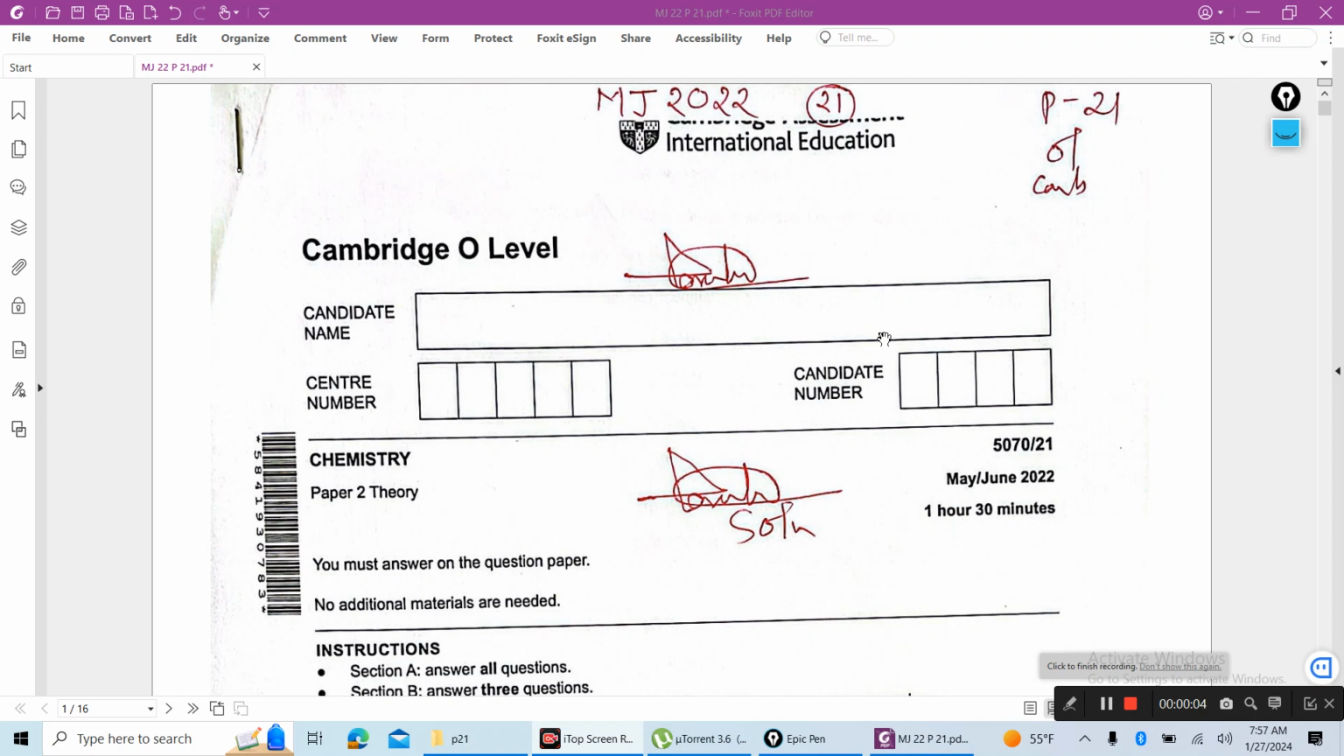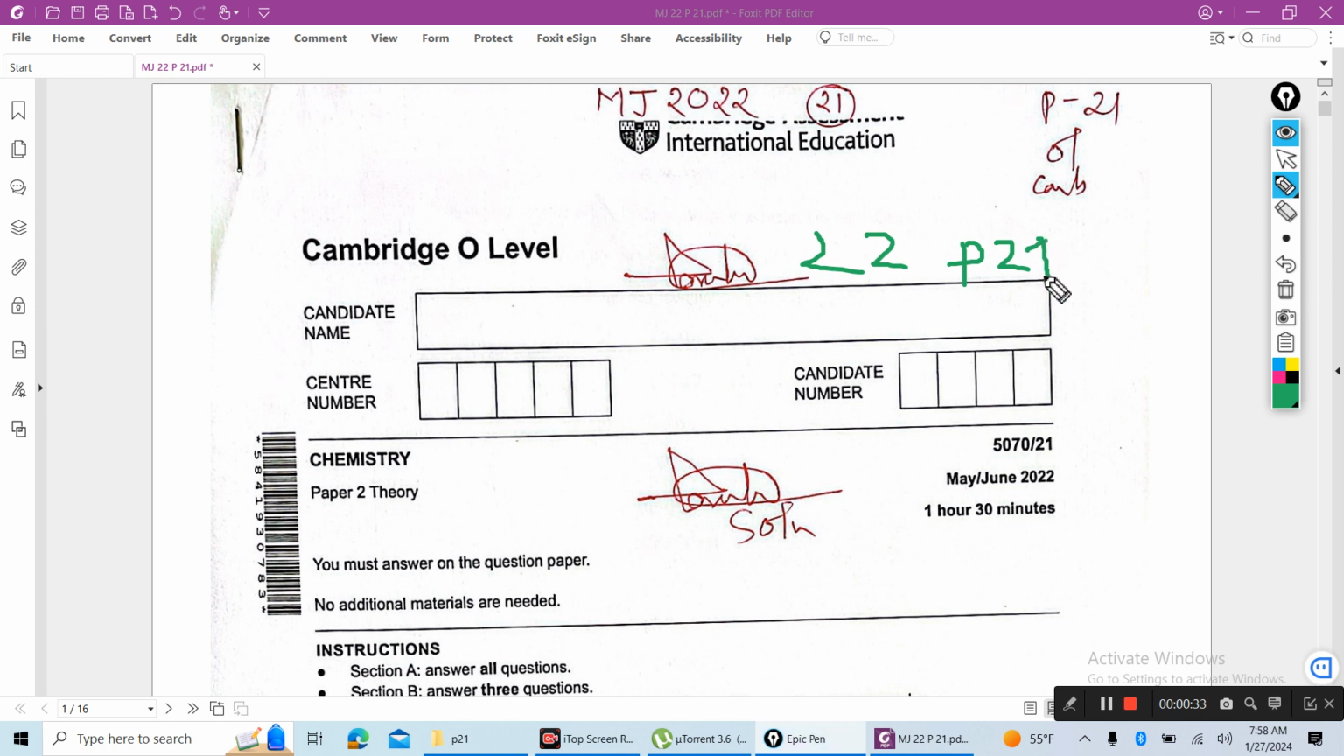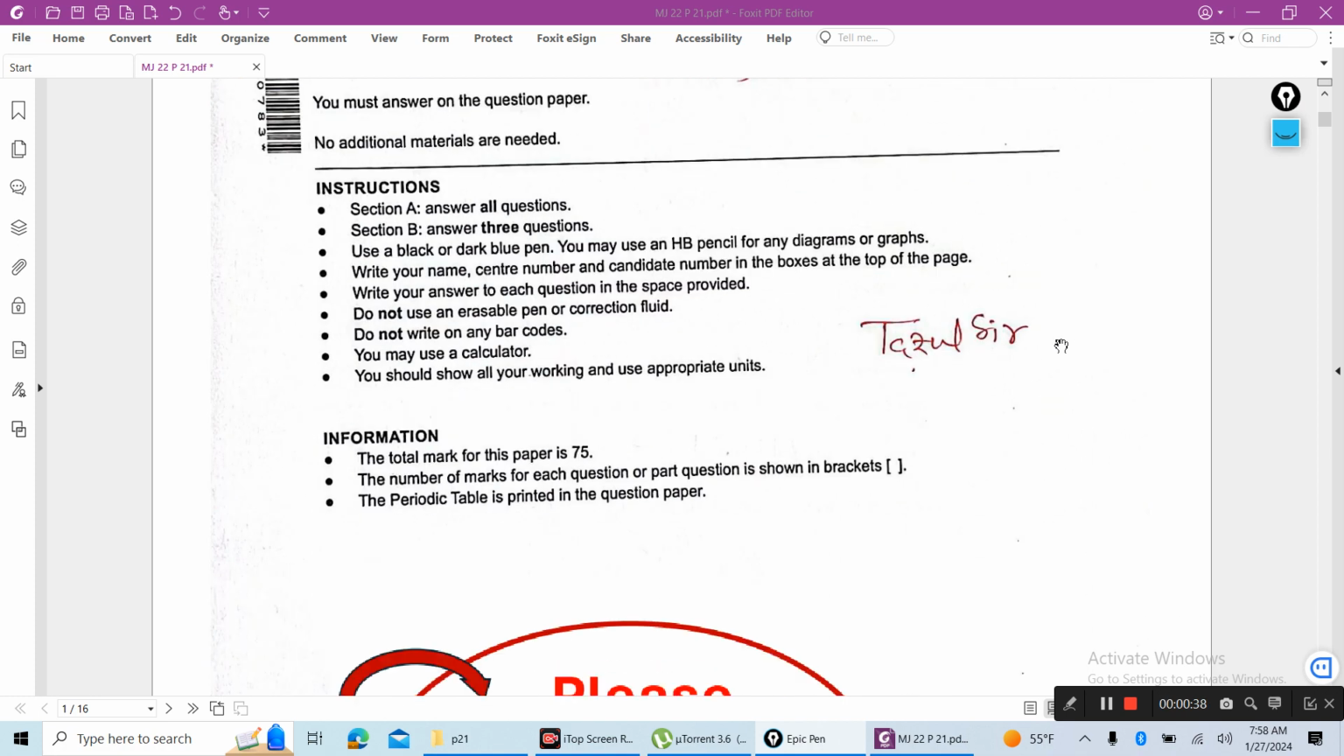Hello students, now I am going to discuss Cambridge O-level chemistry May-June 2022 paper 21. Now I am going to discuss with you. Let's move.